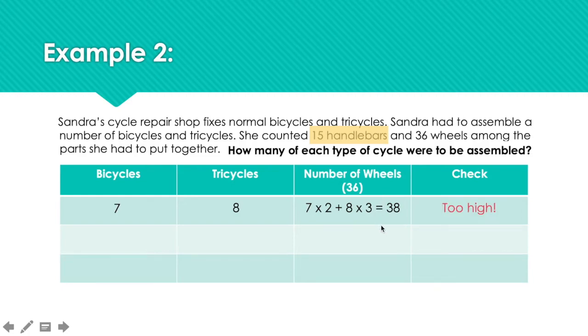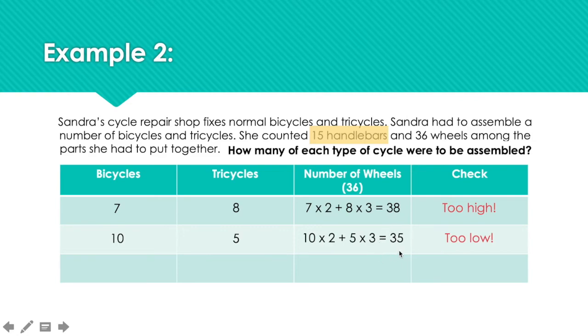Now that's too many, that's too high, so we're going to go back through the process. If it's too high, that must mean we need less wheels over here, so we need less tricycles and more bicycles. 36, let's try 10 bicycles and 5 tricycles. There we go. So 10 bicycles is going to be 10 times 2 plus 5 tricycles is going to be 5 times 3, which gives us 35. So we're actually pretty close to 36 here. I thought that would be a little bit off, but that's okay. But that's still too low.